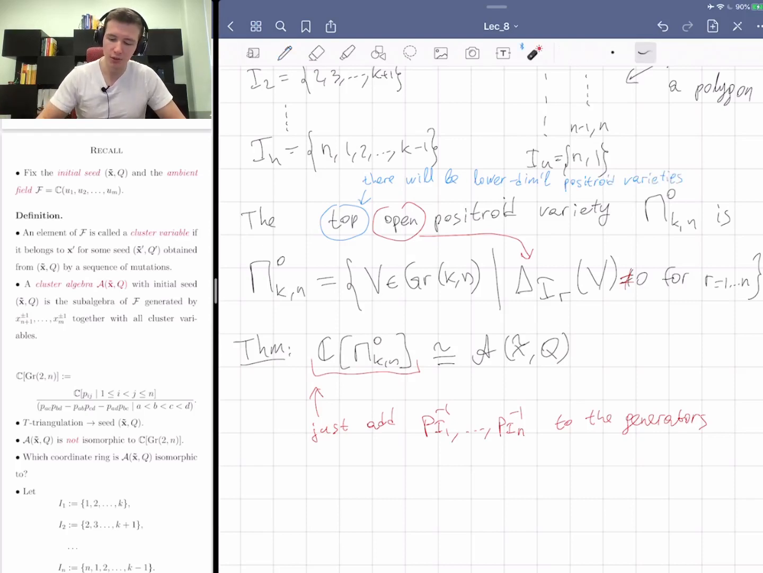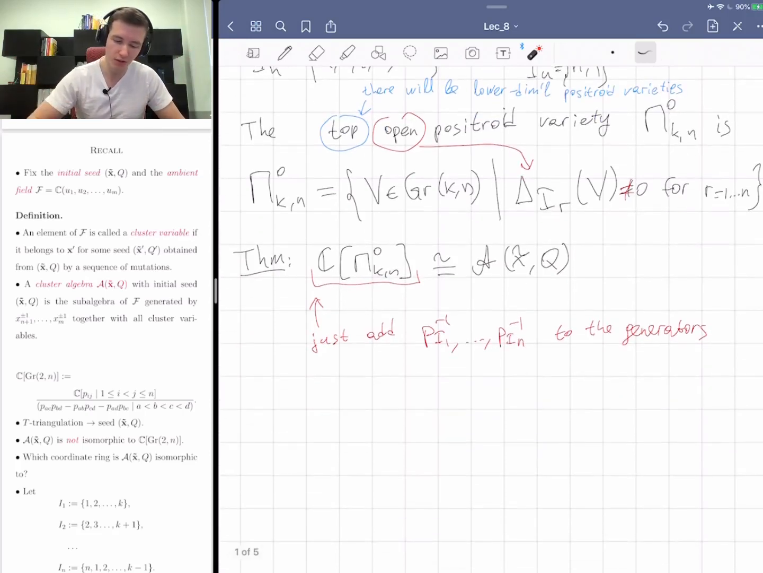And so for each of these lower dimensional guys, this theorem is going to be true, right? So its coordinate ring is going to be isomorphic to some very nice cluster algebra. But the previous result, where you take the closure and then you remove the frozens from the generators, is still an open problem. Right now I don't want to talk too much about this, but that's just a preview of what's going to be towards the end of this class.